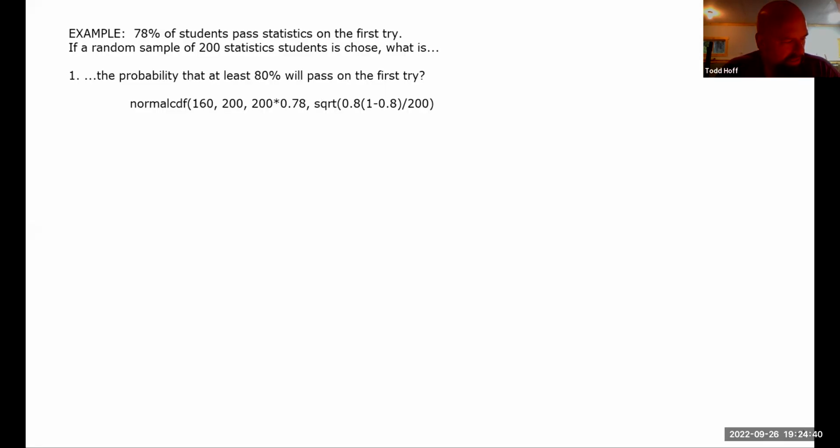So let's take a look at finding the probability that less than 70% will pass on the first try. So this one's going to be very similar. I should change this command up here. I'll get rid of that.